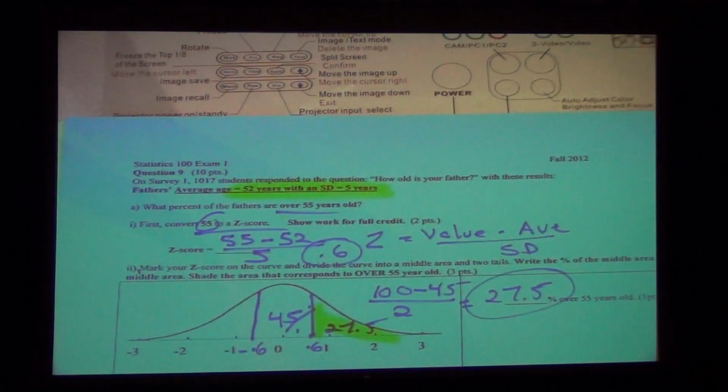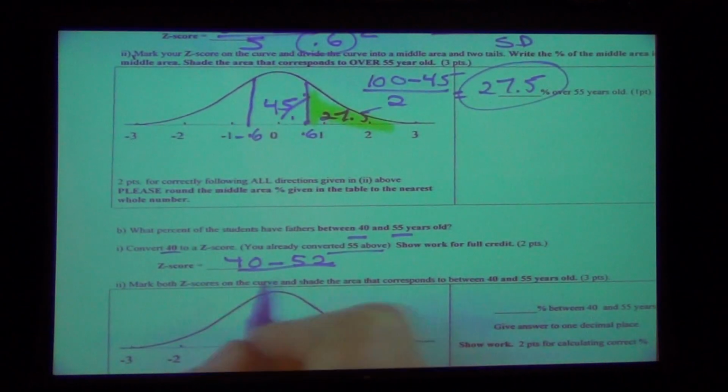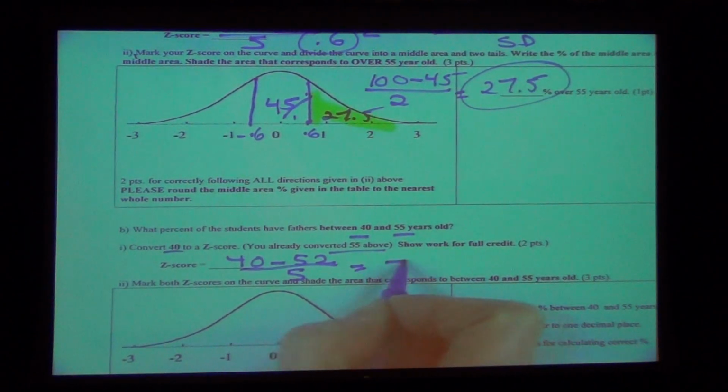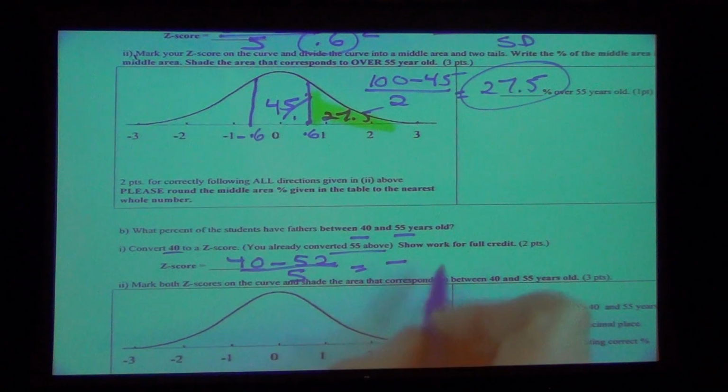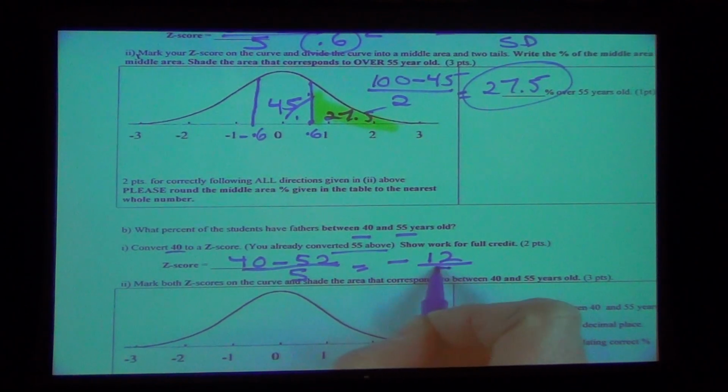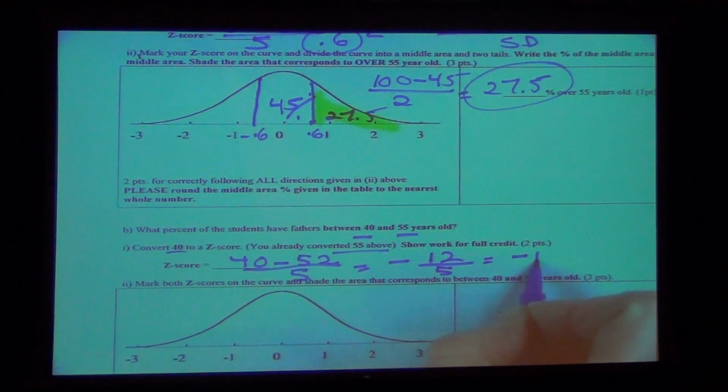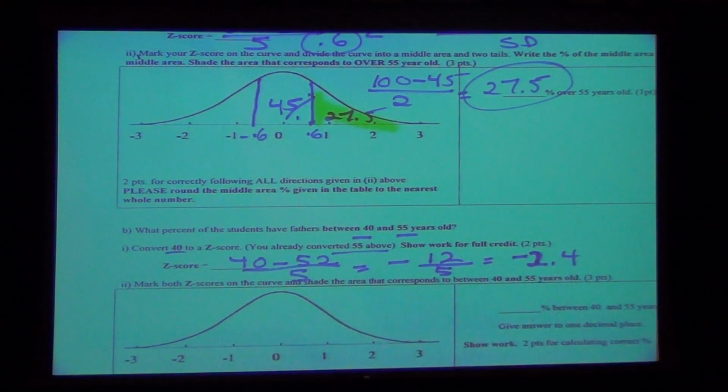You see where I'm getting it? Way up to 5. All right, so we've got that. And that is negative, because this is a young father. Negative 12 over 5, which is negative 2.4. You're going to be way far down in the distribution.